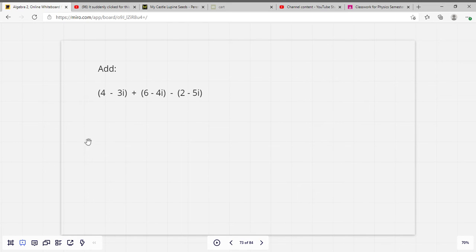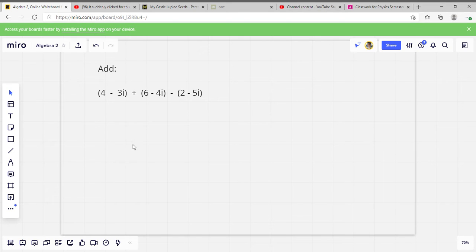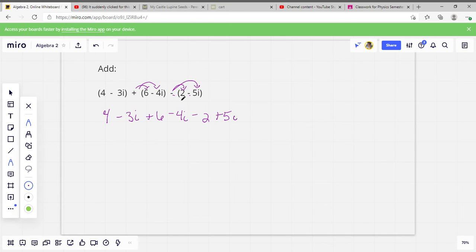All right, this one asks us to add some more stuff with some parentheses. So I'm just going to write all these out. So I've got 4 minus 3i. And then it's asking you to distribute, so this would be 6 minus 4i. Now when I distribute this negative sign out here, that's going to make that be negative 2. And then I distribute it here, negative times a negative makes a positive, so plus 5i. So just be careful with these parentheses.